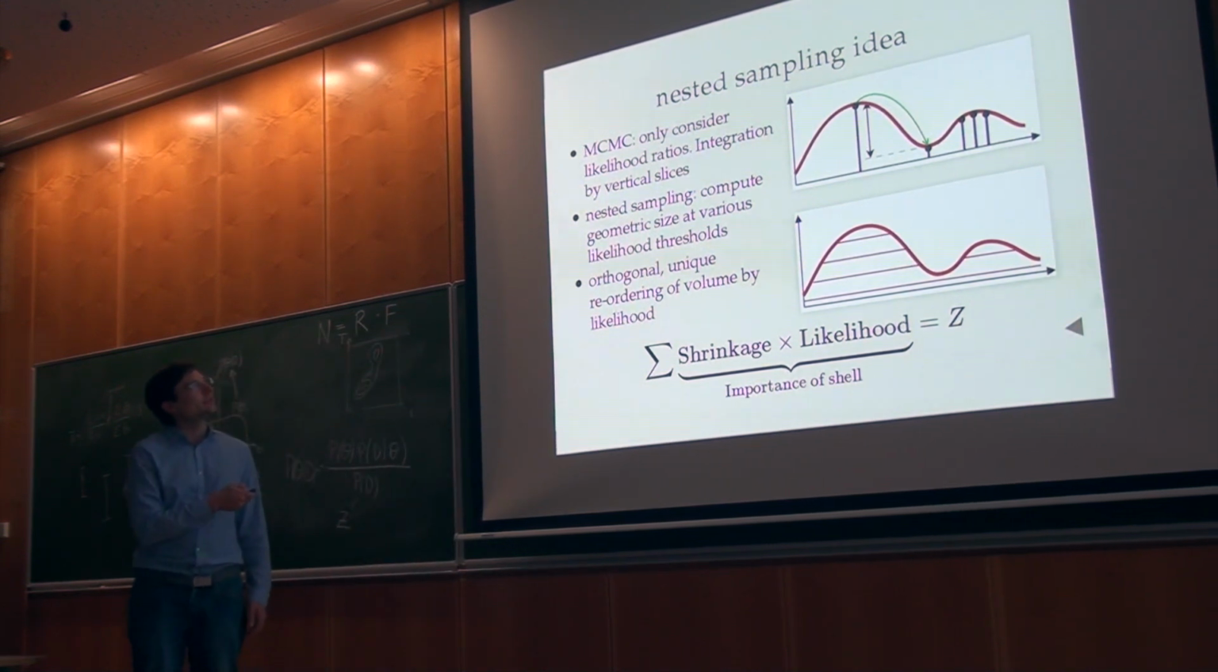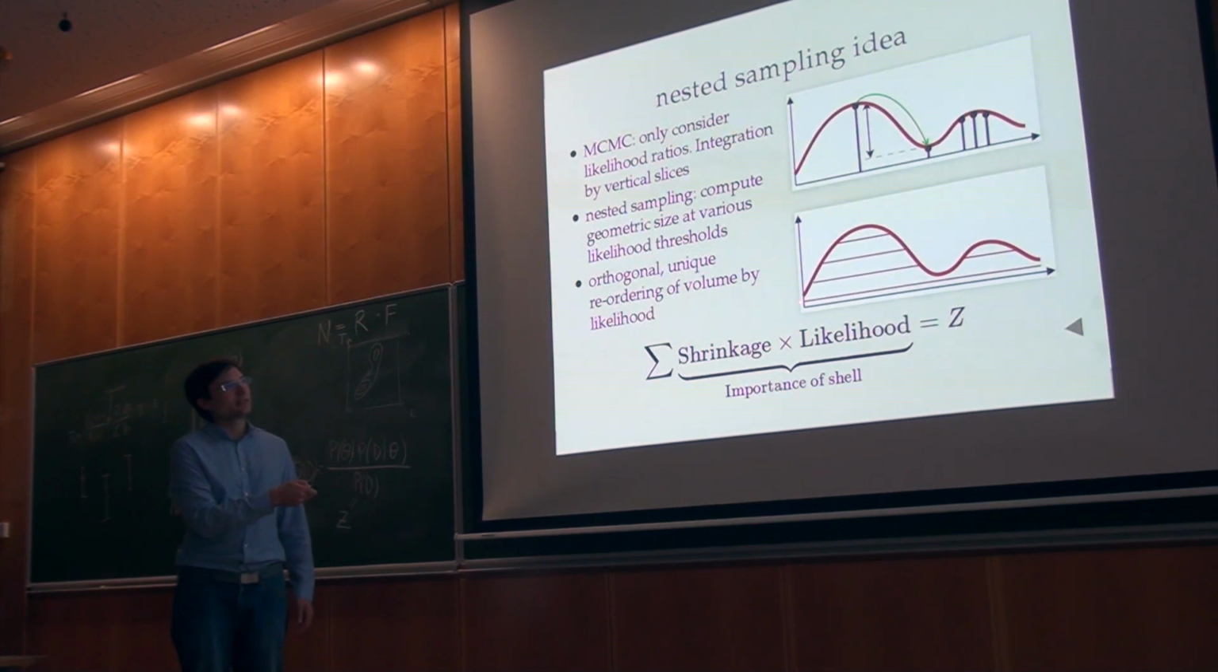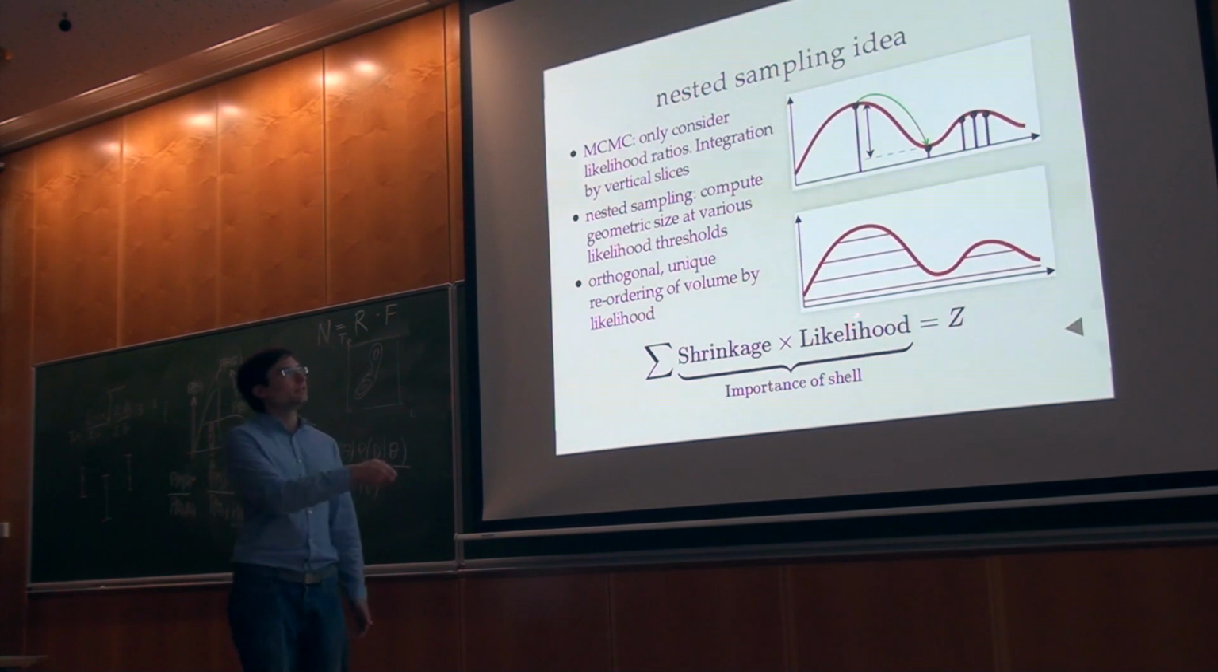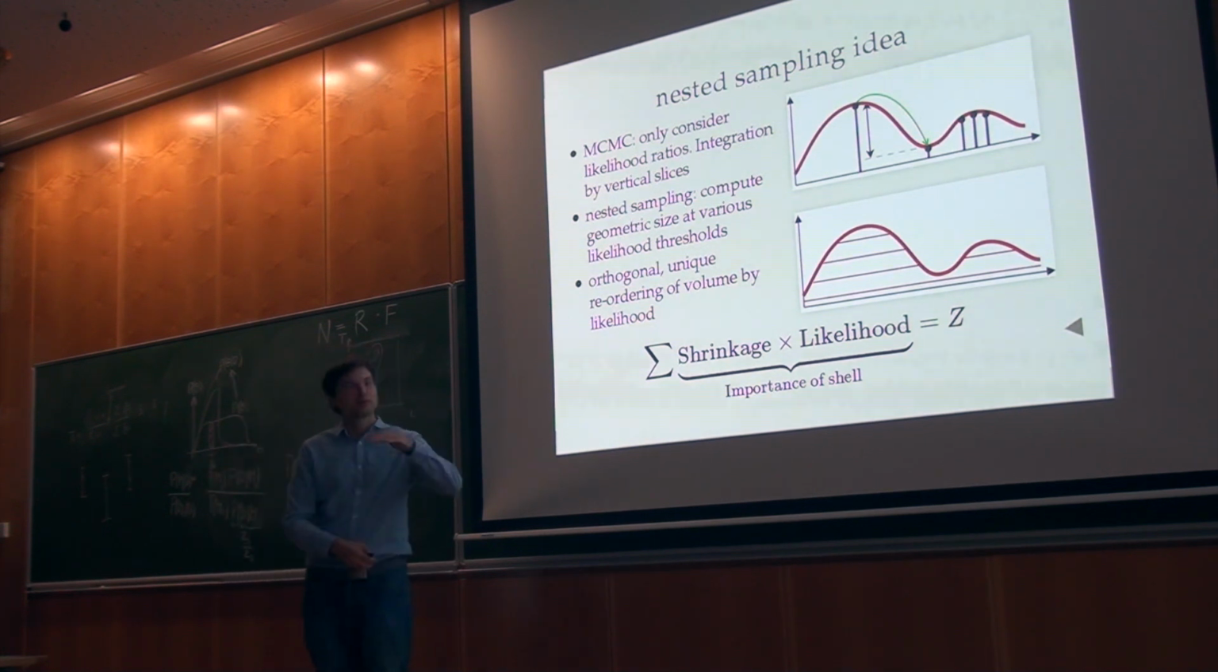In nested sampling, you do the integral this way. So if you imagine you have some likelihood larger than this value, sorry, smaller than this value, you have the entire parameter space, you go up, your volume shrinks, and you keep track of how much your volume shrank, and your height, and you do the integral the other way.